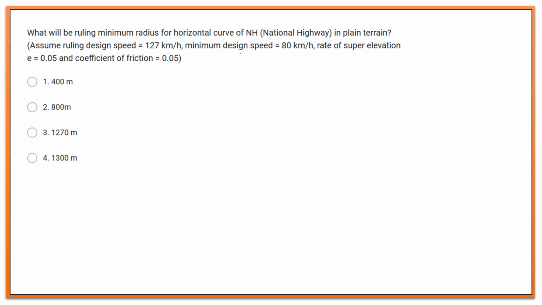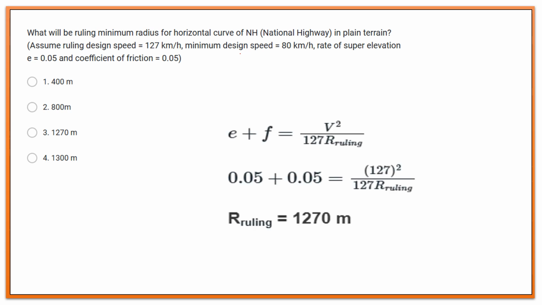So this is the formula to calculate the ruling minimum radius, which is e plus f is equal to V square divided by 127 R ruling. This formula is in terms of kilometers per hour. So put the given values into this formula. After calculation we get the ruling radius as 1270 meters. So here option number C is correct.